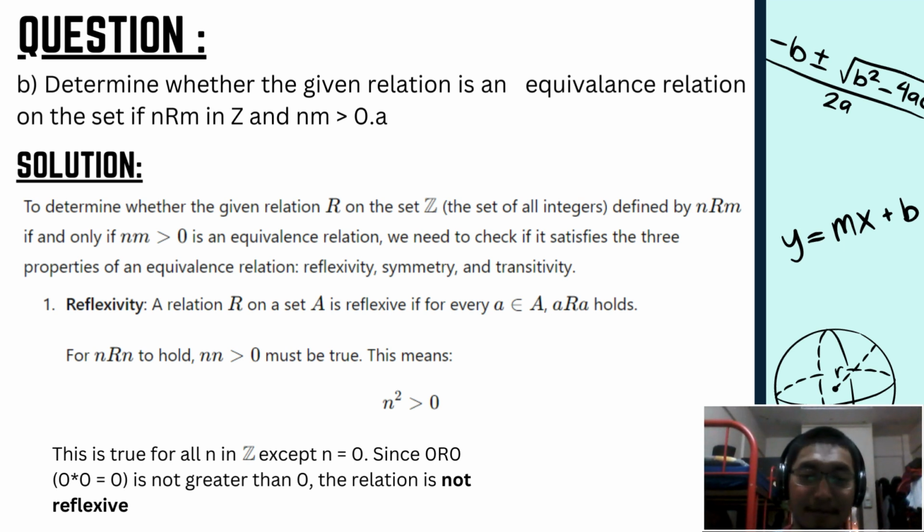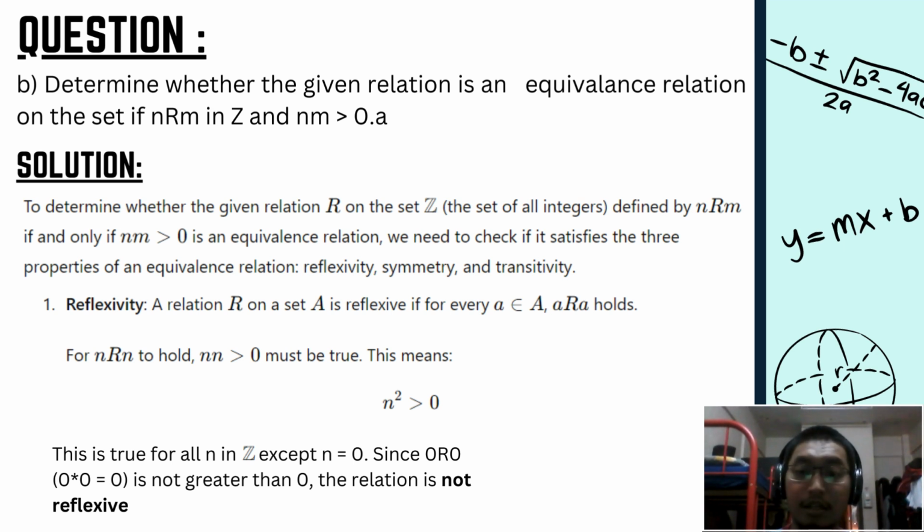Now, we go to question B. Determine whether the given relation is an equivalence relation on the set: n relation m in Z if nm is greater than 0. So the solution is to determine whether the given relation R on the set Z, the set of all integers, defined by n relation m if and only if nm greater than 0, is an equivalence relation. We need to check if it satisfies the three properties of an equivalence relation, which are reflexivity, symmetry, and transitivity.